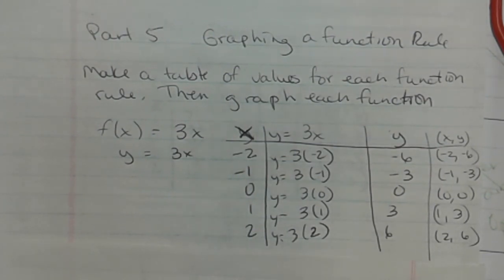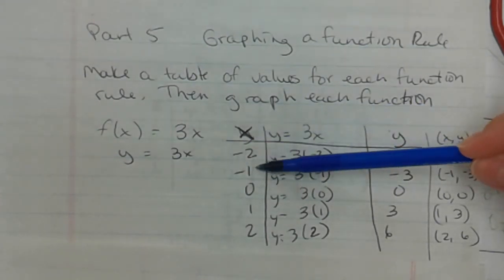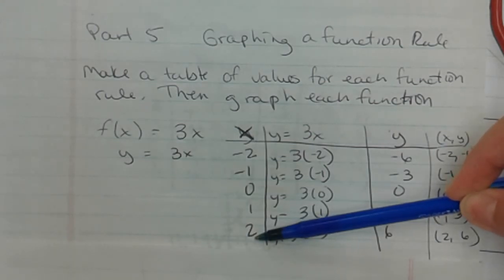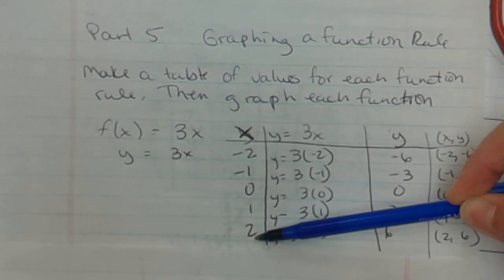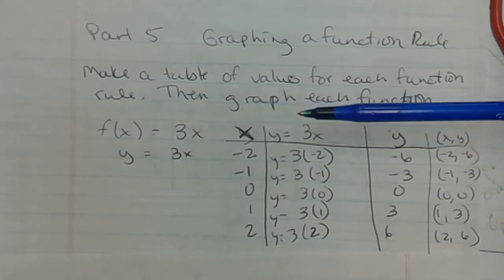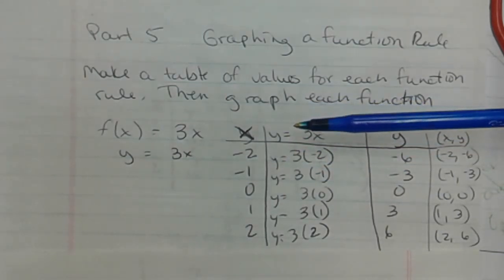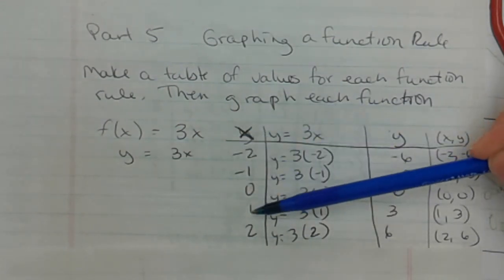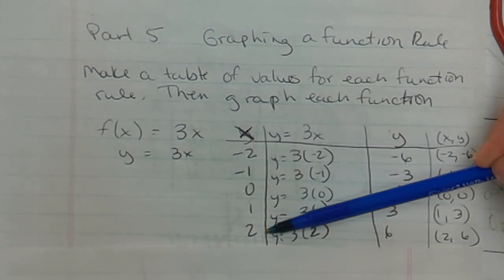I use -2, -1, 0, 1, and 2 because it's just easier. I could have used -5, -6, all that, but that requires a little bit harder math. Honestly, 2, 1, 0 is very easy to do in the head, and that's one of the reasons why I chose these. You have to have 2 negatives, 0, and 2 positives for your chart.